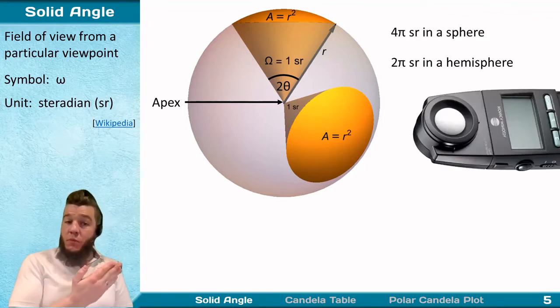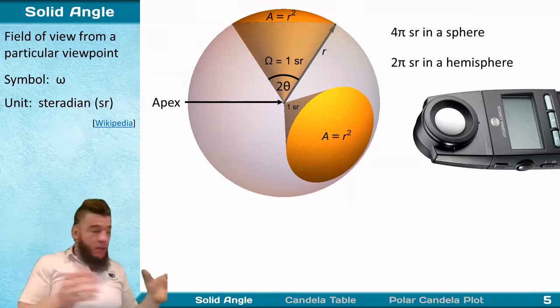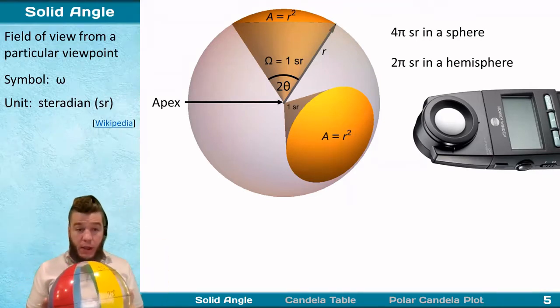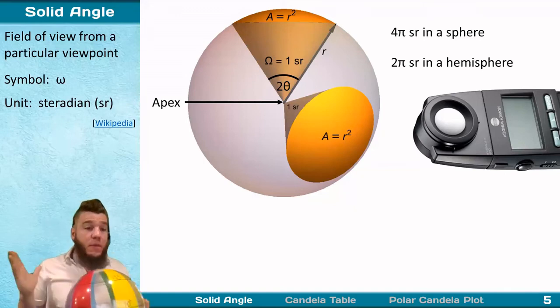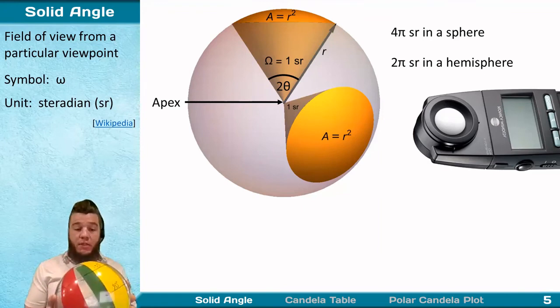So some rules of thumb here that are helpful to know. There are 4 pi steradians in the whole sphere, in any sphere, right? So this sphere could be 6 inches in radius. It could be 6 feet in radius. There are exactly 4 pi steradians in any sphere.